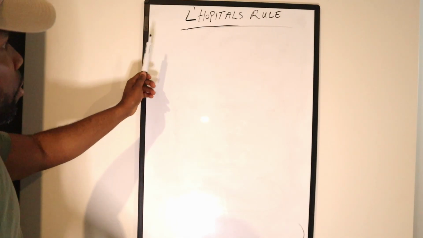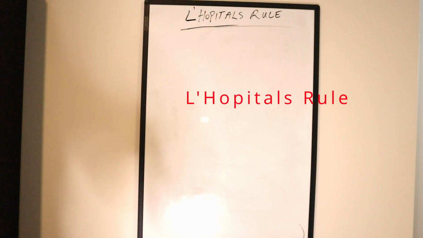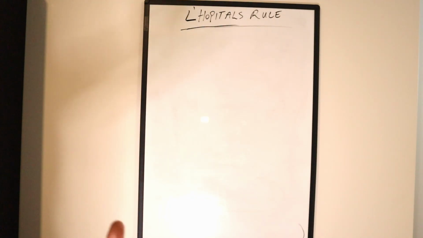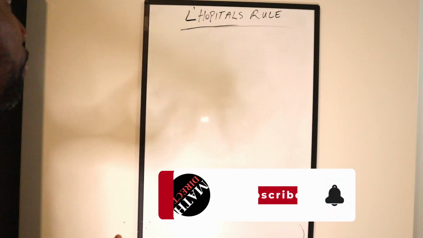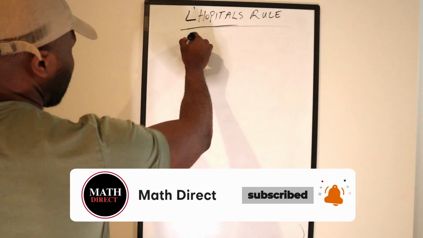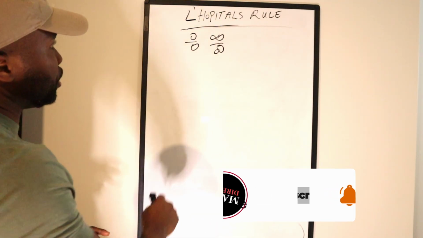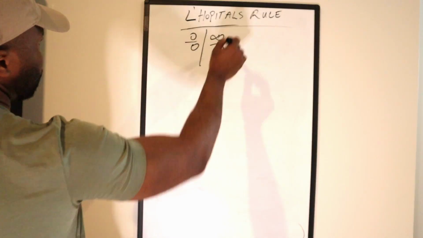Today's video we are going to be talking about L'Hopital's rule. L'Hopital's rule is good when finding a limit of indeterminate form. So what do I mean by indeterminate form? If you have to find a limit and you get 0 over 0 or infinity over infinity, then you need to apply L'Hopital's rule.